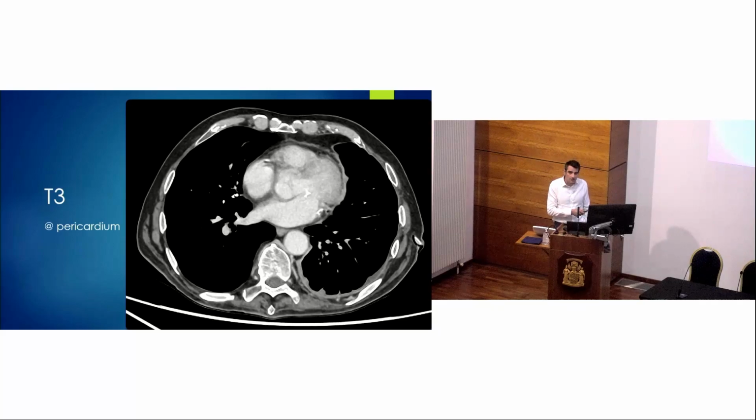Now, T3 at the pericardium means that it's into the pericardium, but not through it. Because if you've got transmural extension through the pericardium, that would upstage it to T4 disease. Now, how can we say this is into the pericardium, but not through it? The evidence here is, again, we use a normal black stripe of fat that separates the pericardium from the cardiac chambers. So this is an example of T3 disease at the pericardium, where you've got invasion into pericardium, but not transmural, not through it. And there's no pericardial effusion either in this case.